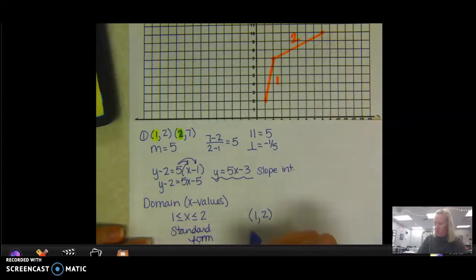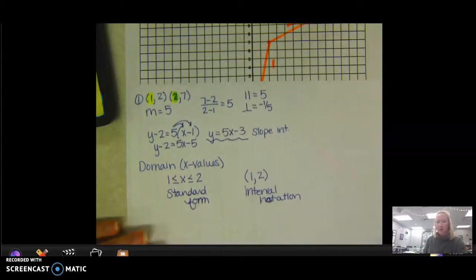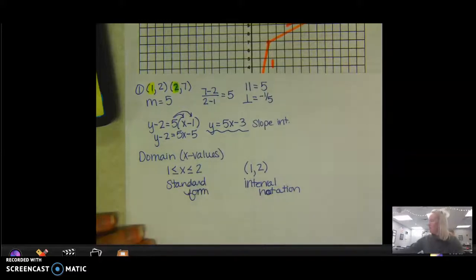This way is called interval notation. So make sure you know which one they're asking for. Okay? Then it may ask for the midpoint. I should have been doing each of these in a different color.